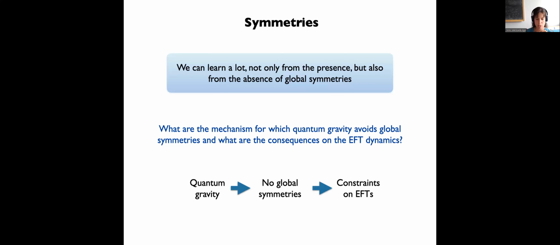The point is that quantum gravity, I will explain this in more detail, suggests that there are no global symmetries, and this puts constraints on the EFTs. Of course, I think this is interesting even if you don't care about quantum gravity at all, because you can just forget about the first step and think of the other two. There is a very nice one-to-one correspondence between some properties of the EFT and some broken symmetry, some mechanism to break or gauge the symmetries, that you can also use to classify what QFTs you can have in general.